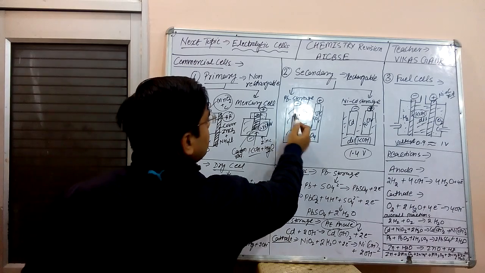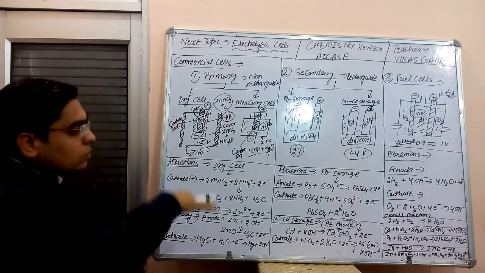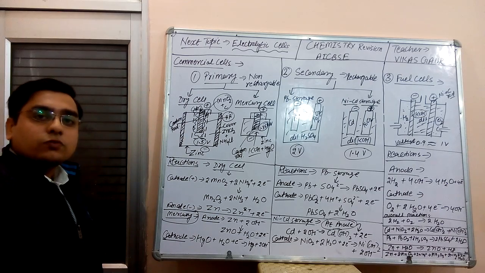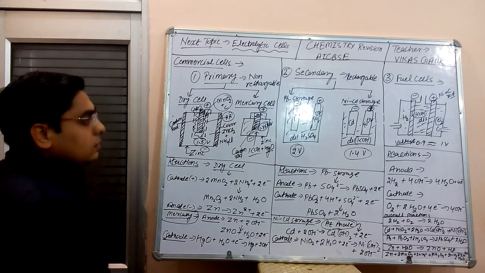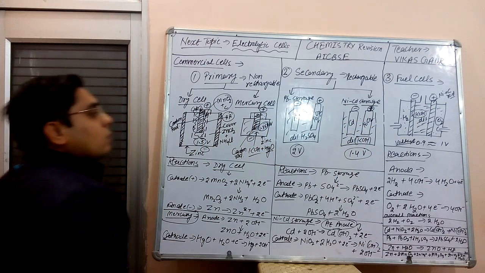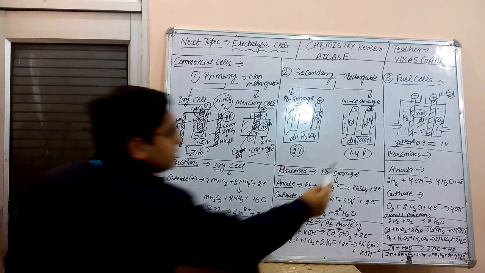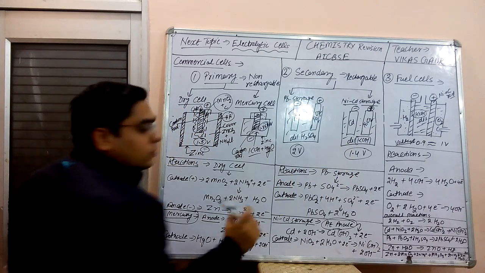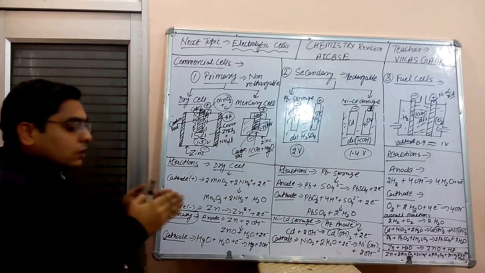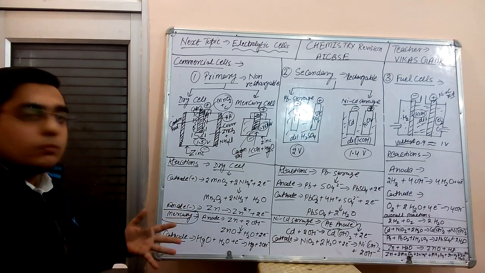Lead storage cell. This contains two rods, lead and lead oxide, placed in a solution of dilute H2SO4. And nickel cadmium storage cell. This contains a rod of cadmium and a rod of nickel oxide placed in a solution of potassium hydroxide. One cell is of 2 volt, and when we increase the number of cells in series, the voltage becomes 6, 20, 18, like this it can be increased.